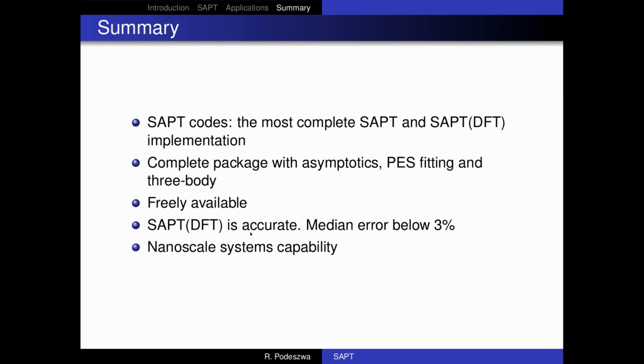And the SAPT-DFT method is the best method for mid-range systems where CCSD(T) cannot be applied, up to the limit of about 300 atoms with median error below 3%. And it's capable of systems of nano scale size. So thank you for your attention, and I'm open for questions.